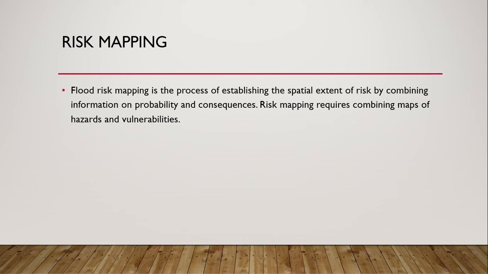So next is risk mapping. Flood risk mapping is the process of establishing the spatial extent of risk by combining information on probability and consequences. Risk mapping requires combining maps of hazard and vulnerabilities. Accurate mapping of risks provides those living or working in flood-prone areas in front of or behind levees with the information necessary to make rational decisions in developing their personal or corporate flood risk management strategies.